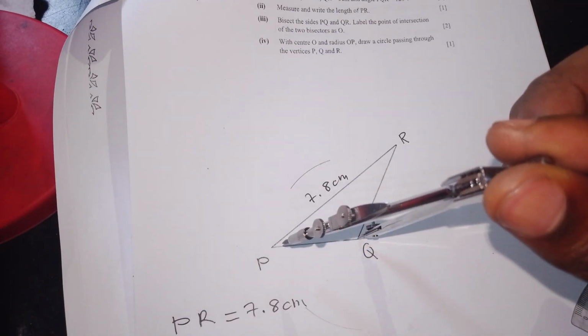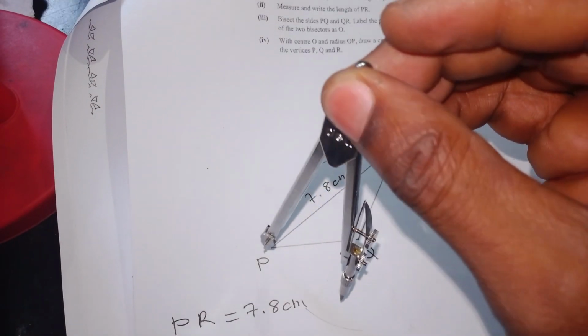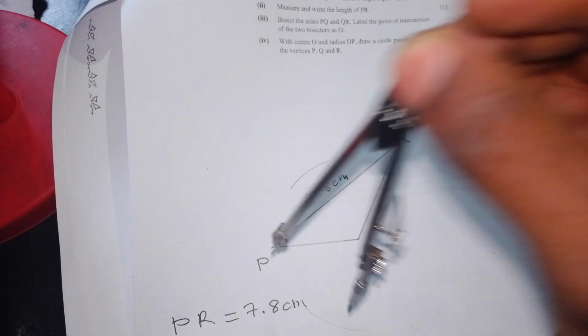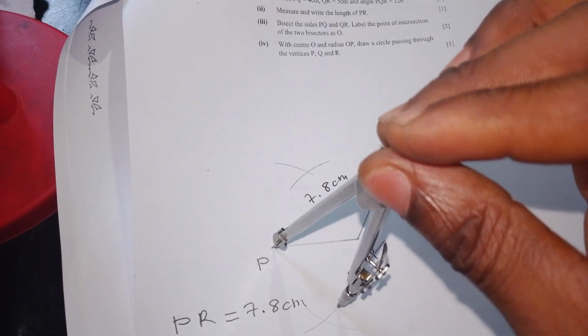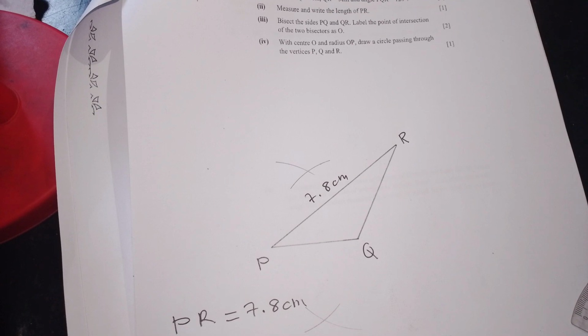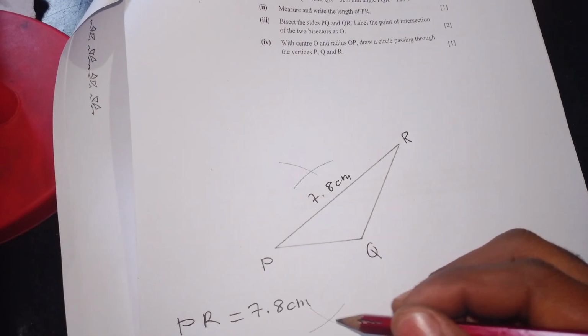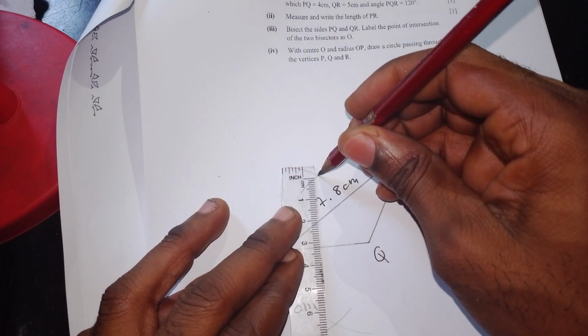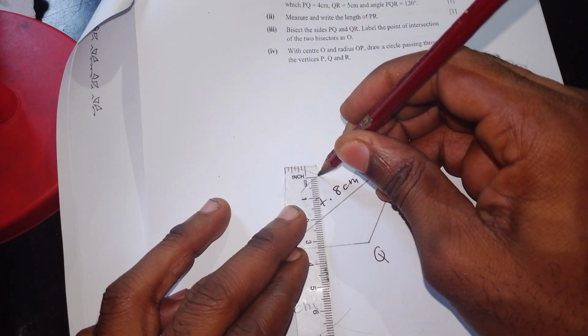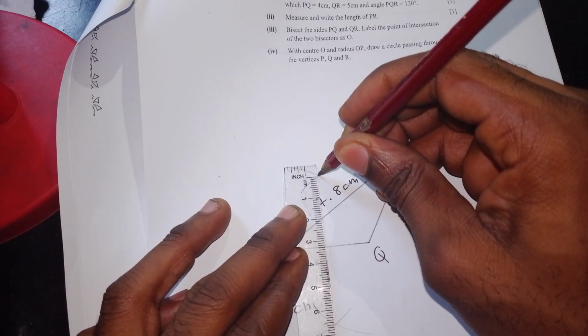And then with the same radius, you will do the same thing with this as your center because you are bisecting PQ. So I will do this and then I will do that like so. And then we can draw a line passing through these 2 points. So just make sure you don't miss the points like this.